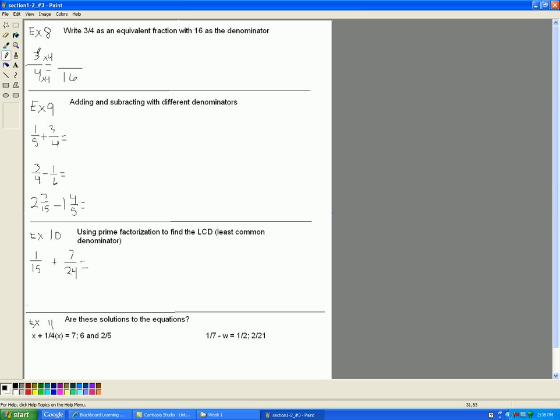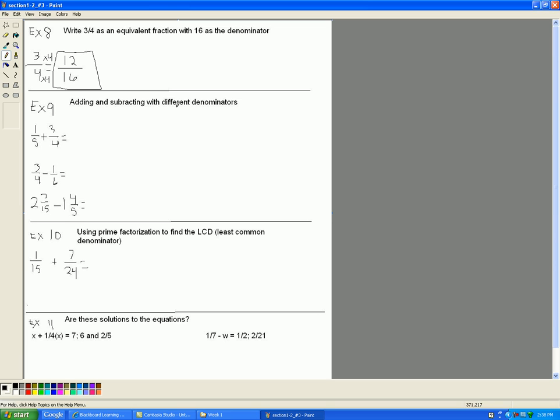So now we just go finish this calculation. 3 times 4 is 12. So our equivalent fraction for 3/4 with 16 as the denominator is 12 over 16. And this is just a reverse reduction. We've reduced this to 3/4, and now this is just doing the opposite direction.